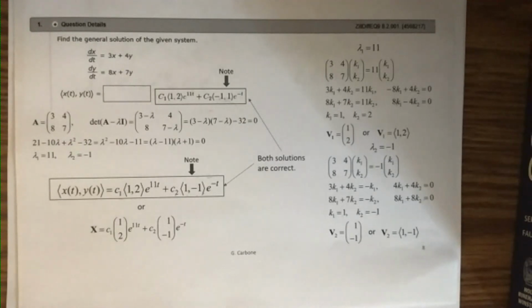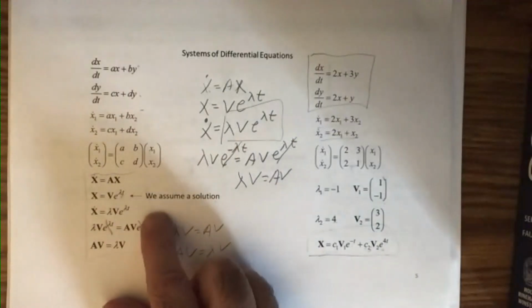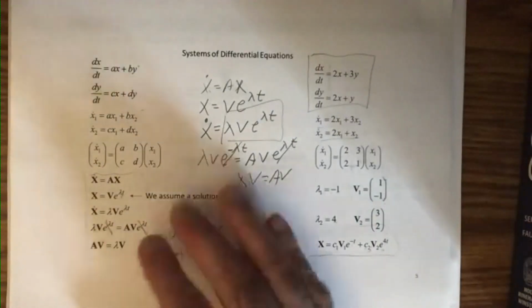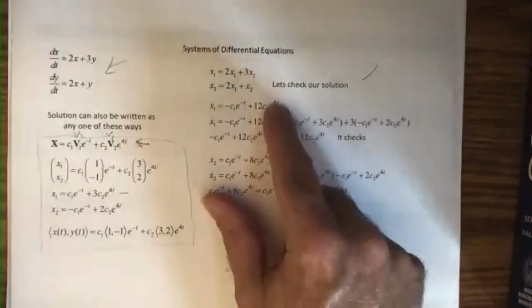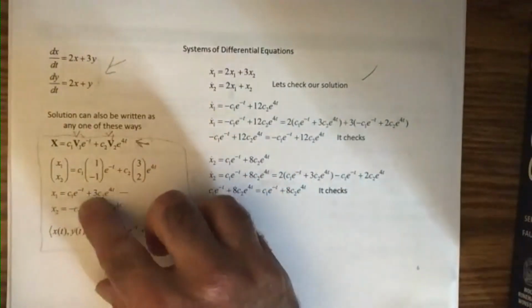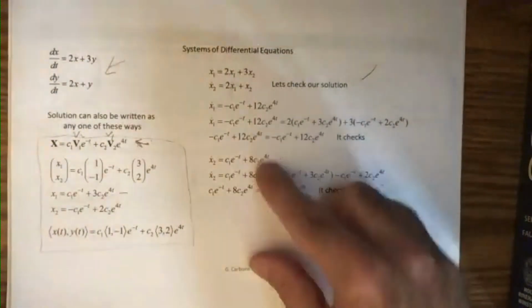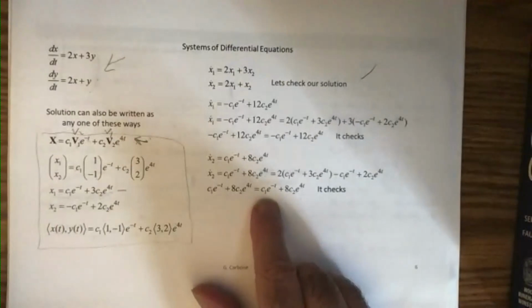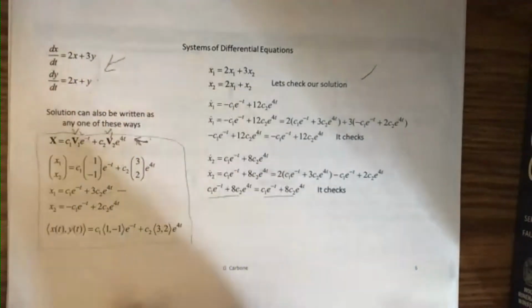Okay, and the reason why this works is because right here, we're assuming that this is a solution, and in my notes too, I just checked. In other words, we found the solution. Here's the solution. I took the derivative and plugged it into the differential equation, and it does satisfy. It checks. See here, we get both sides equal.